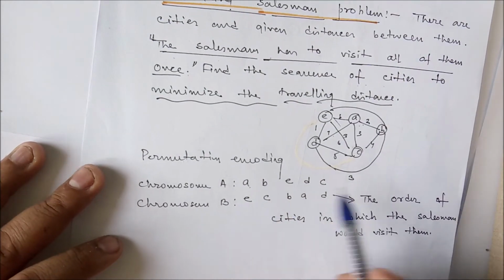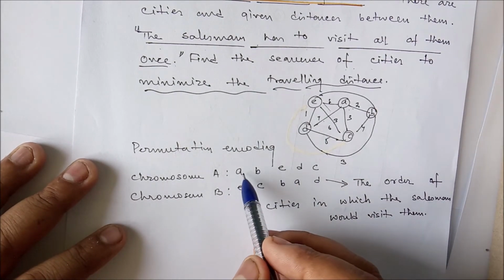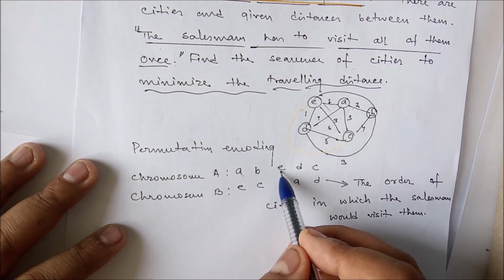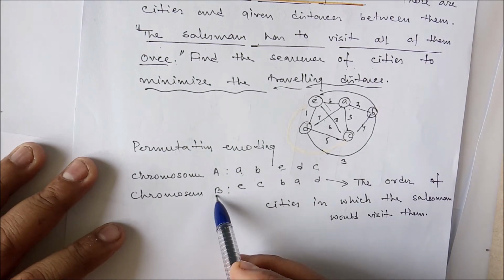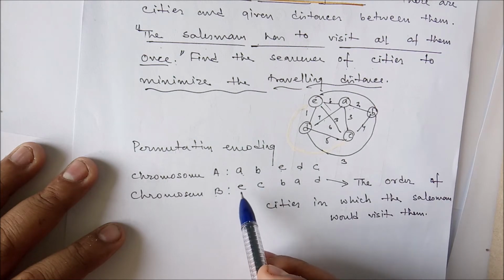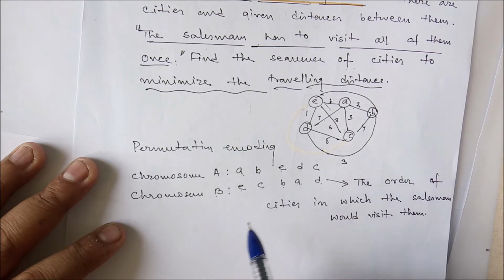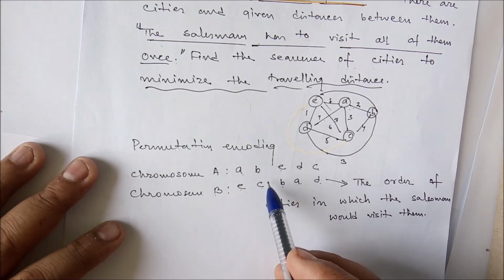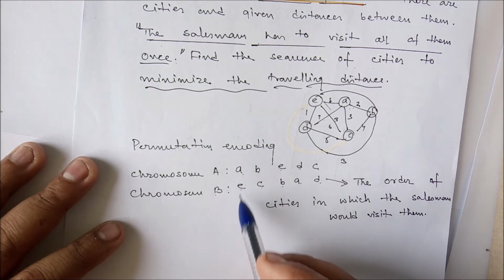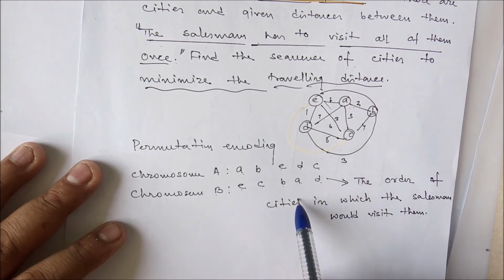One solution is that the salesman may start from city A, then move to city B, then E, then D, then C. This is one solution. In another solution, the salesman may start from city E, then go to city C, then B, then A, D. So these two are solutions, and maybe more than one solution is there. These are the orders of the cities in which the salesman would visit them.